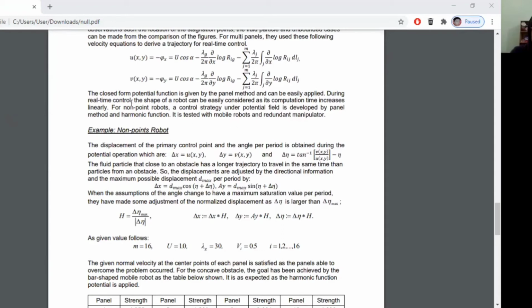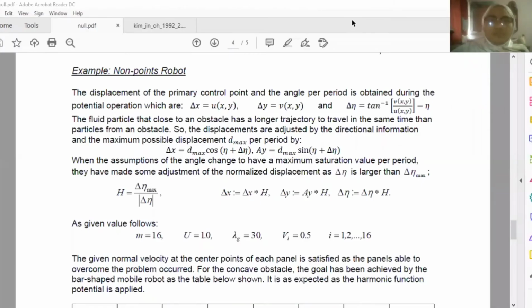During real-time control, the shape of a robot can be easily considered as its computation time increases linearly. For non-point robots, a control strategy under potential field is developed by the panel method and harmonic function. It is tested with mobile robots and redundant manipulators. So now I will continue to explain the example of a non-point robot, which is a mobile robot. The shape of the mobile robot is kind of like this.